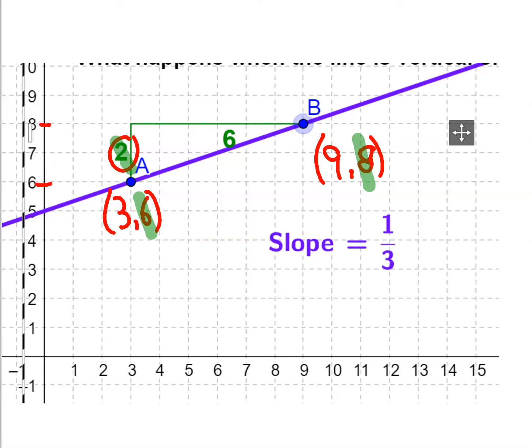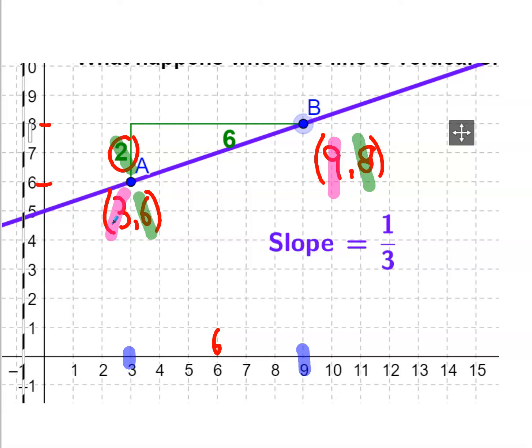And then over here, how far did it run? Well, it was a distance of 3 over to a distance of 9 over. That's a difference of 6. And you could have gotten that number by subtracting the x coordinates.